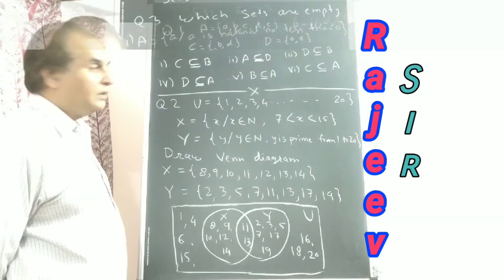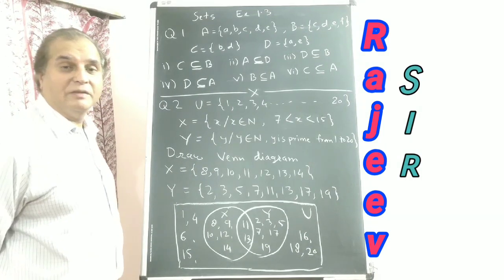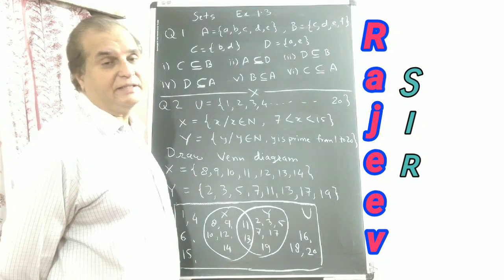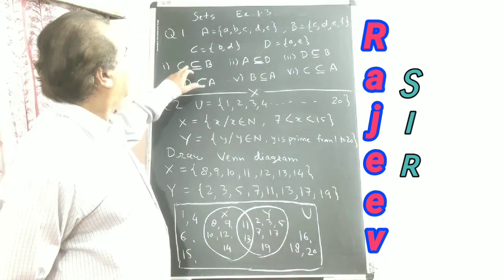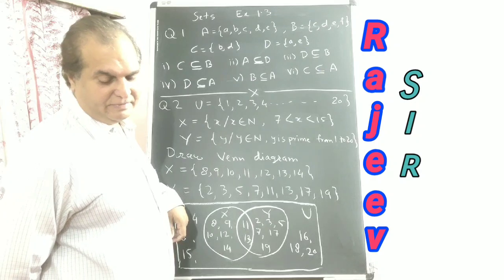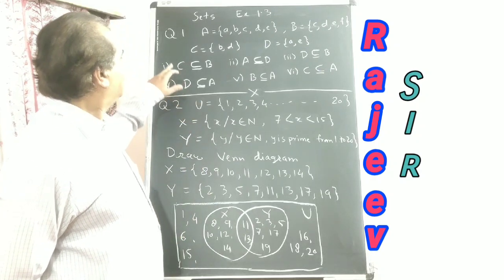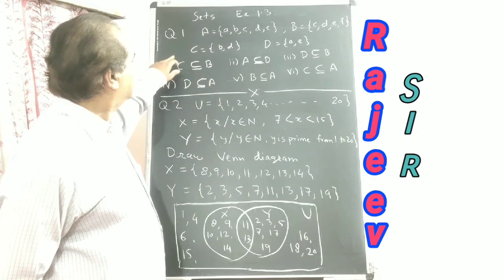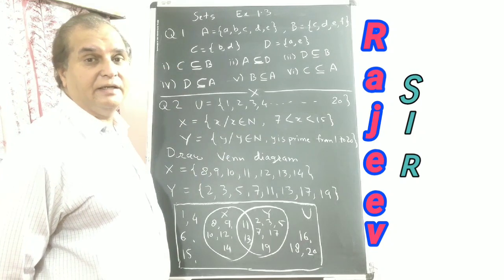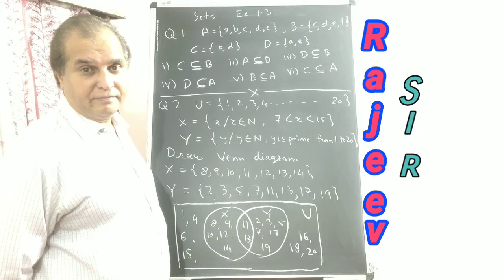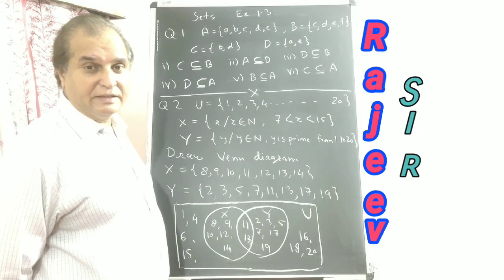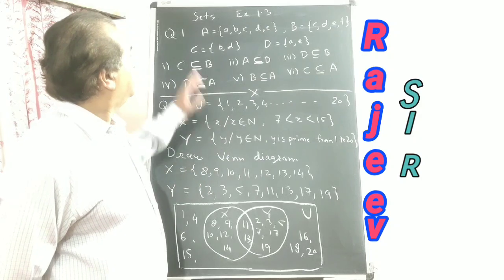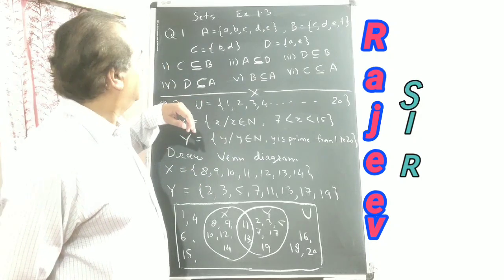Exercise 1.3, I am starting. This is the symbol for subset. Suppose C is a subset of B. This means all elements of C must be contained in B. Understanding? Then only it is a subset. Few sets are given.